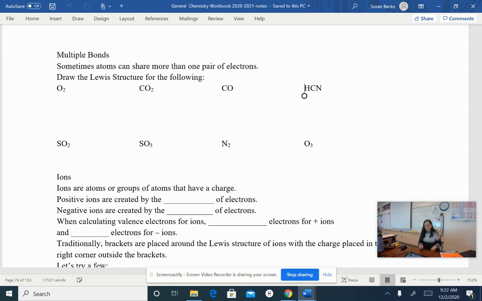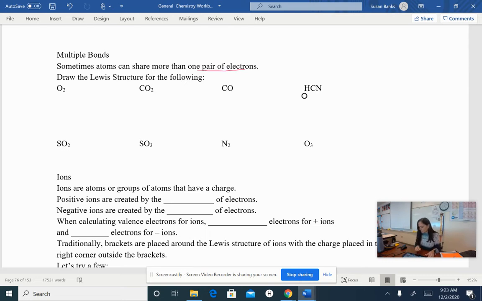So multiple bonds, here we go. Sometimes atoms can share more than one pair of electrons. And when they share more than one pair of electrons in a single bonding area, that's called either a double bond, if they're sharing 4 electrons, or a triple bond. Sometimes they can share 6 electrons in a single bonding area. So let's go figure this out.